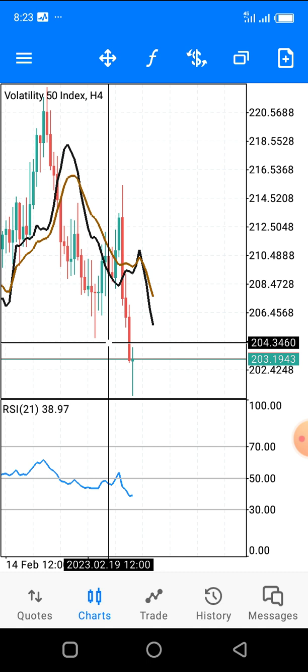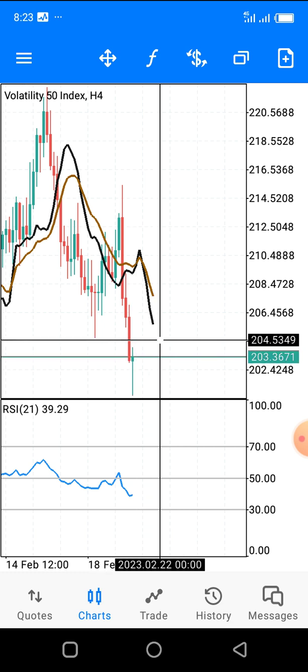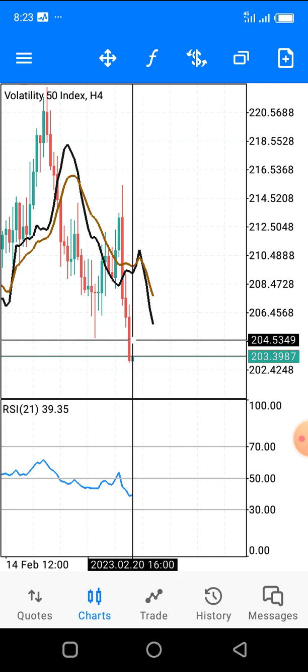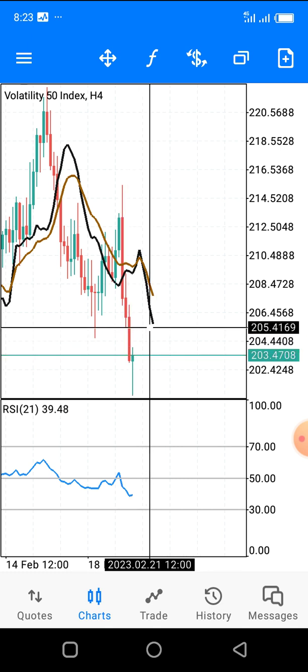That is, a market is yet to fall. That is, by tomorrow, market is definitely going to fall. That is, I expect more fall from volatility 50 index by tomorrow. Take it from me, guys. Volatility 50 index is going to fall, and I mean massive.